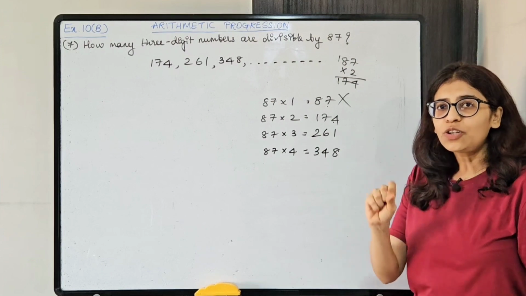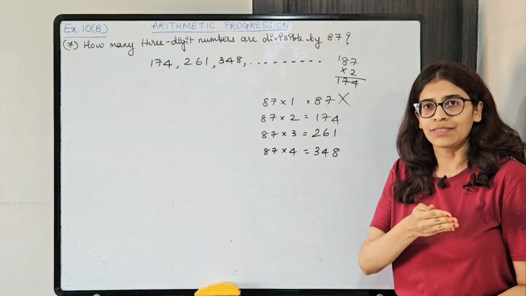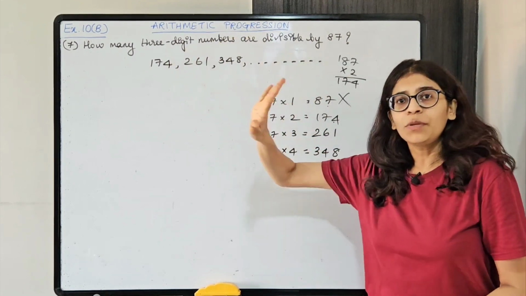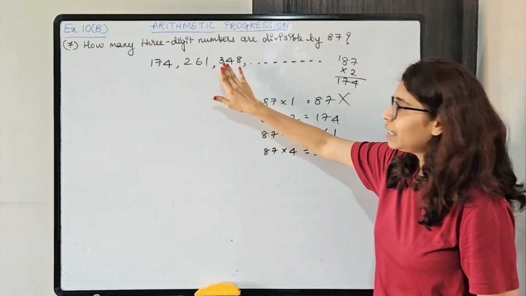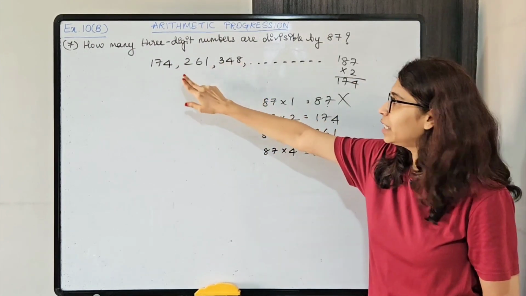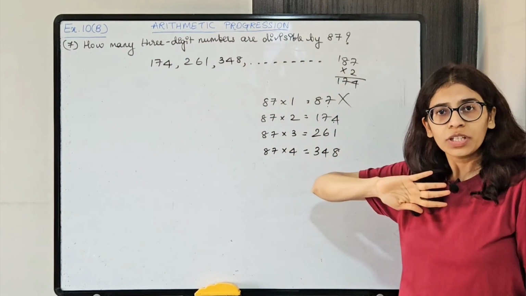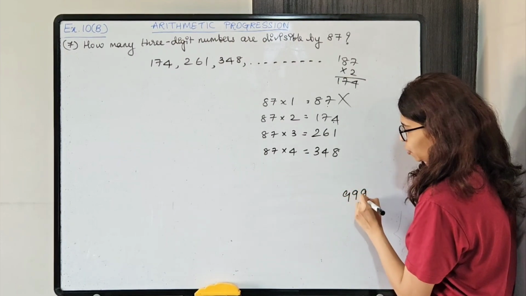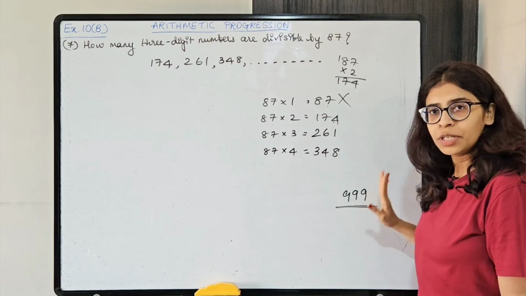Now we need to find out the last term also which is divisible by 87. We have to consider all the possible 3-digit numbers. So we know the first 3 numbers which are divisible by 87 are these. The last one also has to be found. Okay, so the last 3-digit number is 999. All right, so this is the limit.